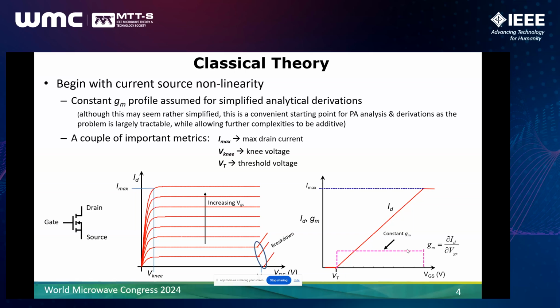To the right, I show the drain current with respect to VGS. The derivative of the drain current with respect to VGS is the transconductance. And our assumption for now is that between the threshold voltage and this maximum VGS value, the transconductance is constant.